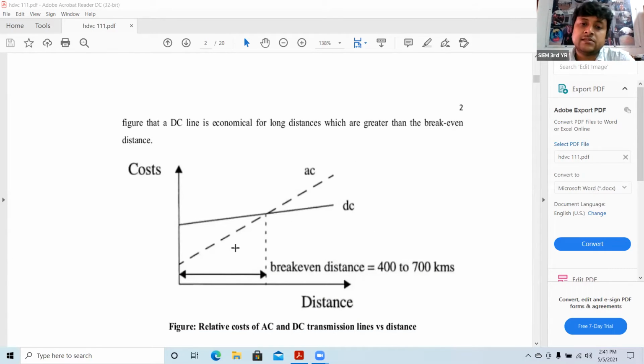We have shown that this is for AC, regarding the economic cost. It is higher in terms of distance, and for DC it is quite lower, although the two graphs are linear.